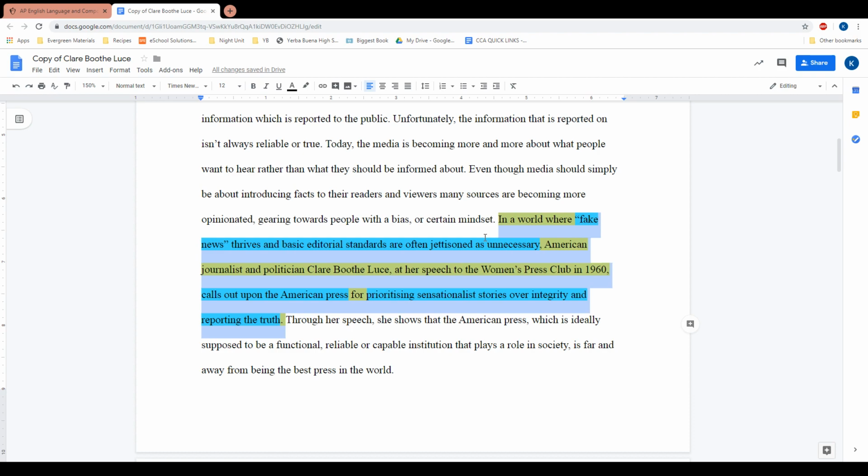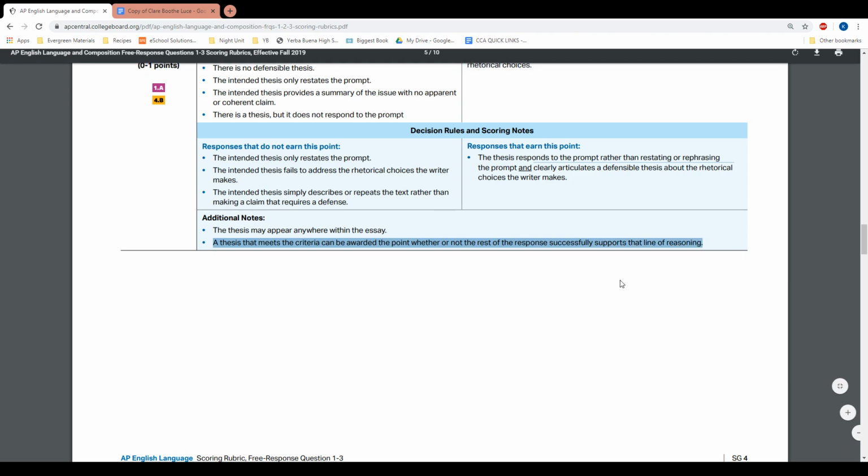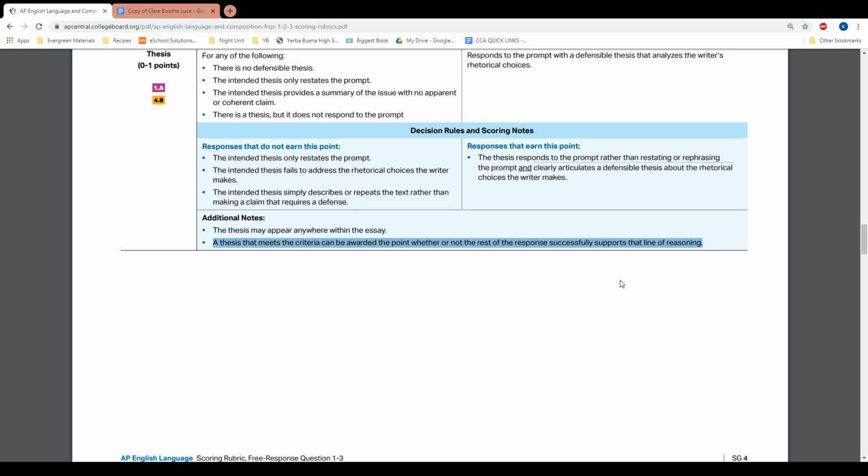But to play it very safe and be clear for your reader, last sentence is usually a nice place to put it. At the same time, a thesis that meets the criteria can be awarded the point whether or not the rest of the response successfully supports that line of reasoning. Meaning, if the rest of your essay doesn't really talk about the things you promised, but it's a good thesis regardless, you would still earn the point. So at the very bare minimum, you can earn at least 2 out of 6 for the AP exam's essay if you have a good thesis. The reason why you would earn 2, not 1 out of 6, is because evidence is 1 out of 4. You cannot score a 0 in that category because they assume that some sort of evidence is given.